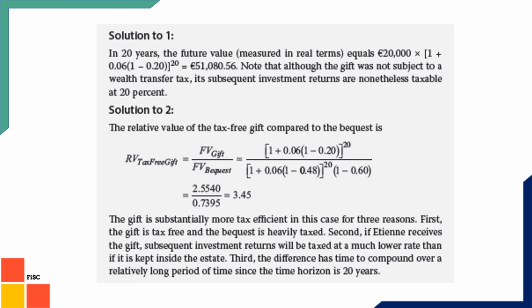You can clearly see, if you want, you can use this formula and try to calculate it by yourself. It is a tax-free formula. You will see that 3.45 is the relative value. That means 3.45 times the benefit you are going to get if you give a gift instead of a bequest.